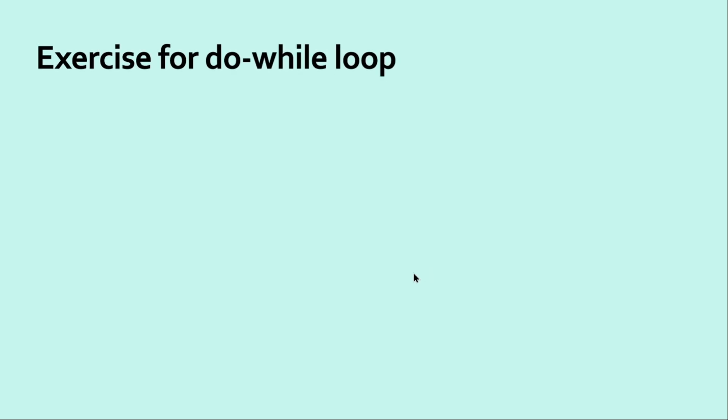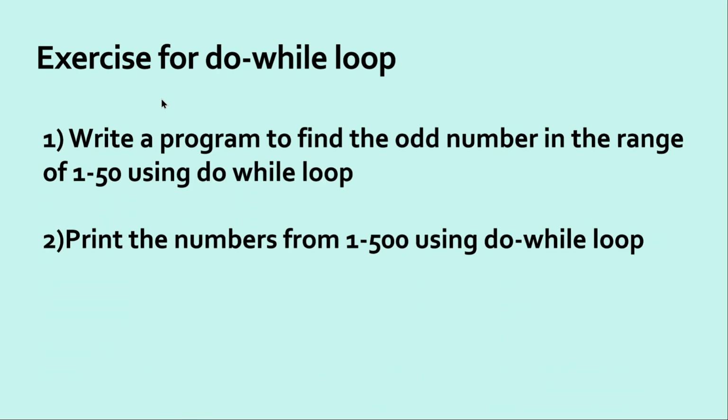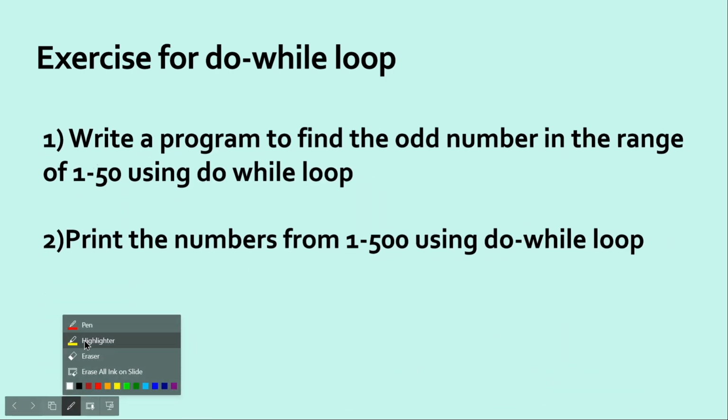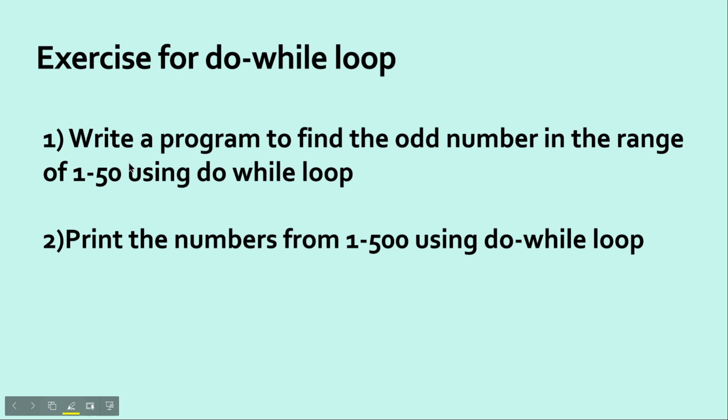To practice the do while loop, I have given some example programs you need to write. The first one: in this video we have written a program to find the even numbers in the range of 1 to 20. Here you just need to write a program to find the odd numbers in the range of 1 to 50. So the range is changed, and the condition is also changed. According to that, you just need to write this program.